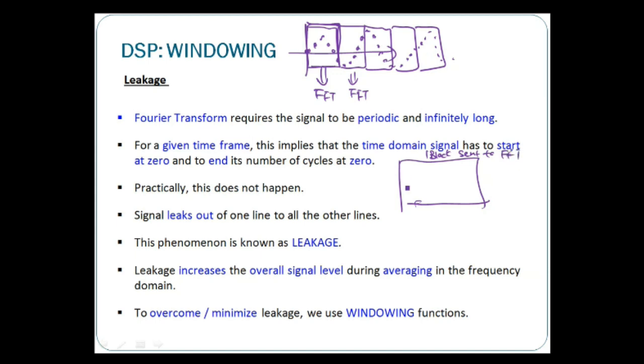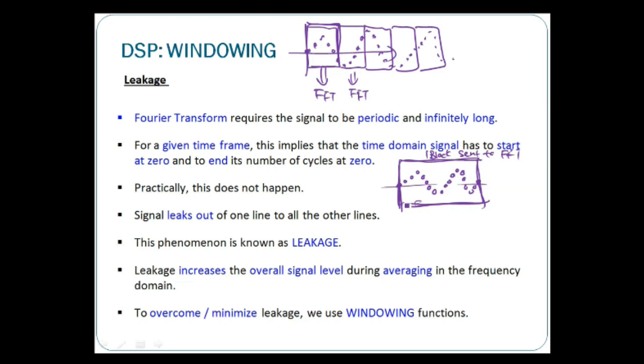So what it means here is you have to ensure that every block you send to the FFT has to start and end at 0. So that if these are sent to the FFT, then there is no leakage error. Okay, no issues. But it's very difficult.